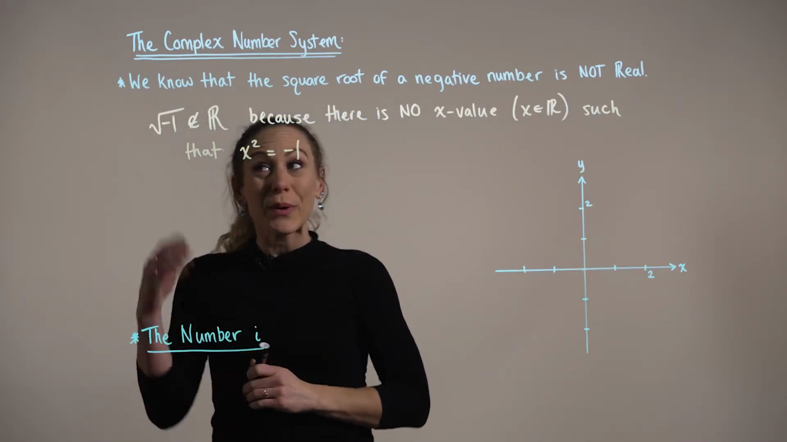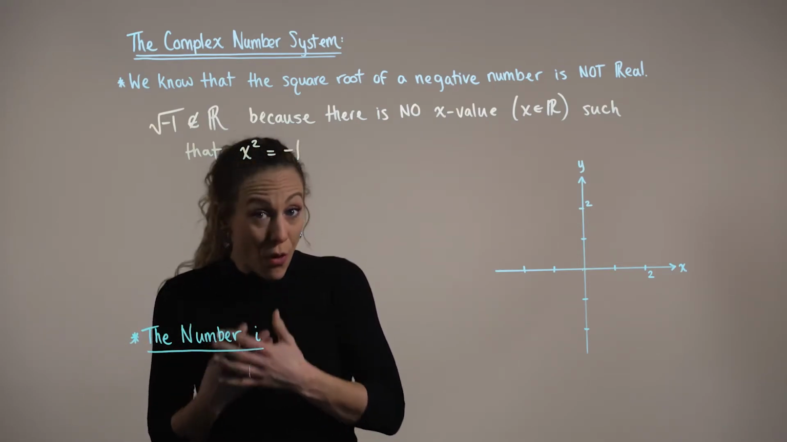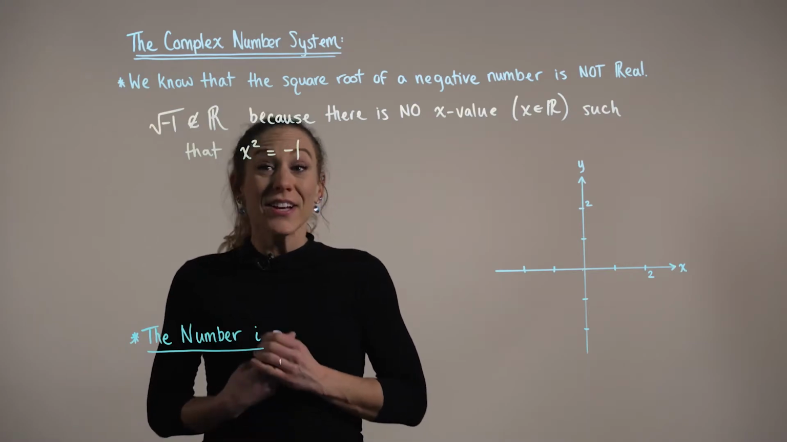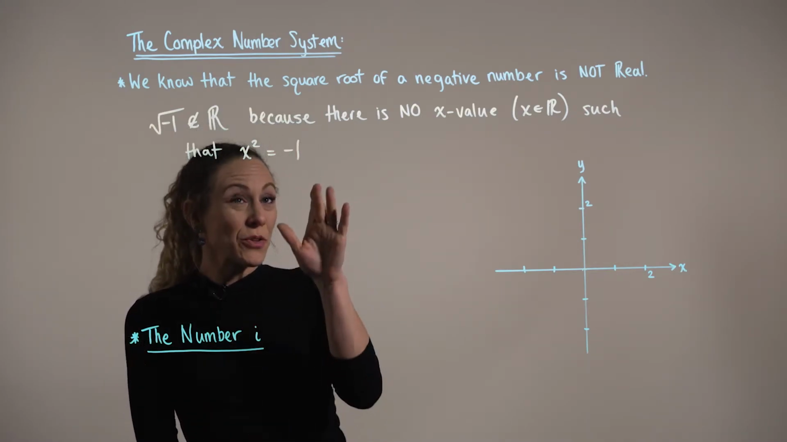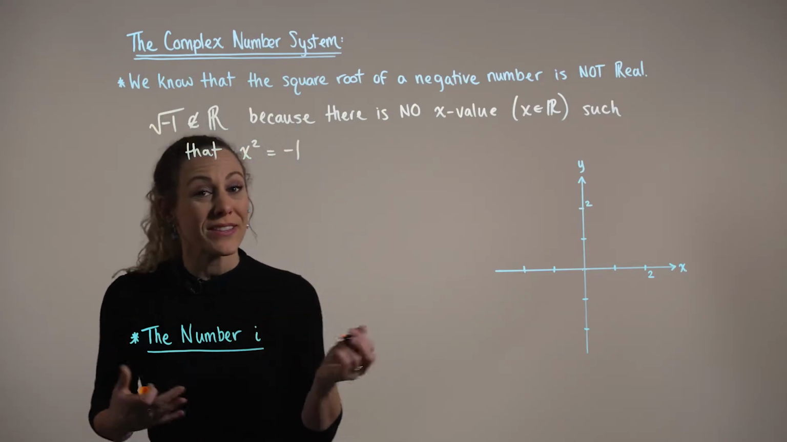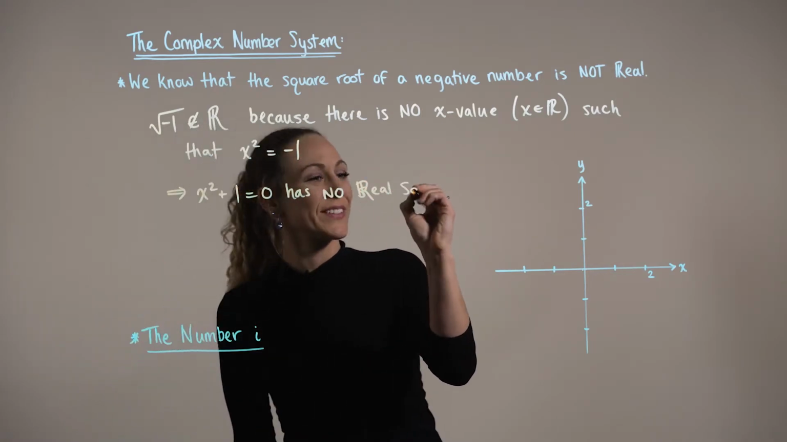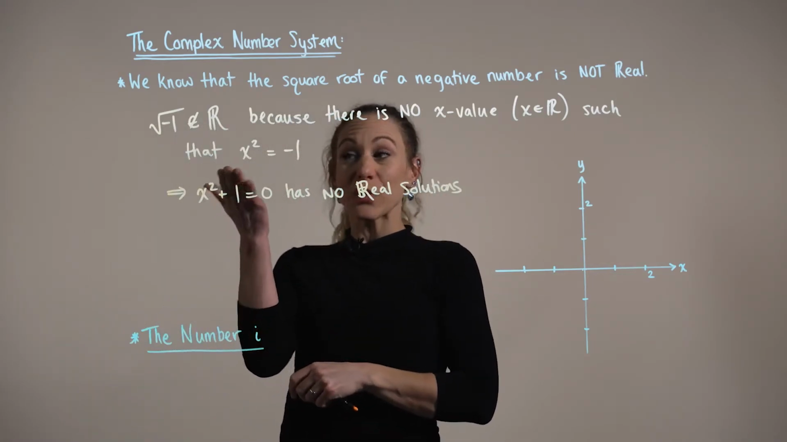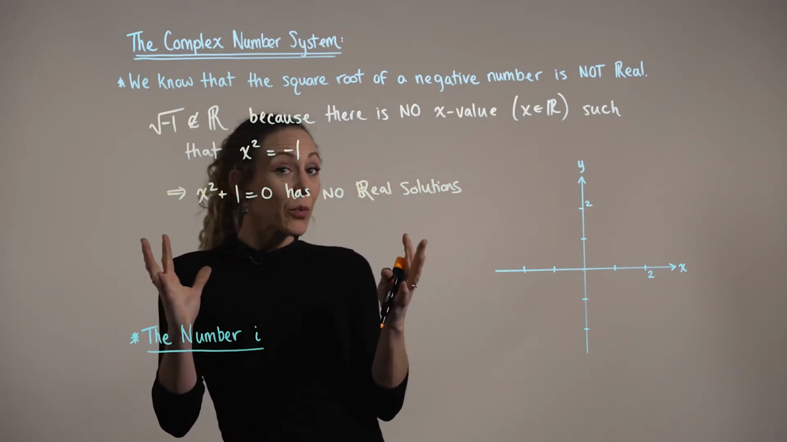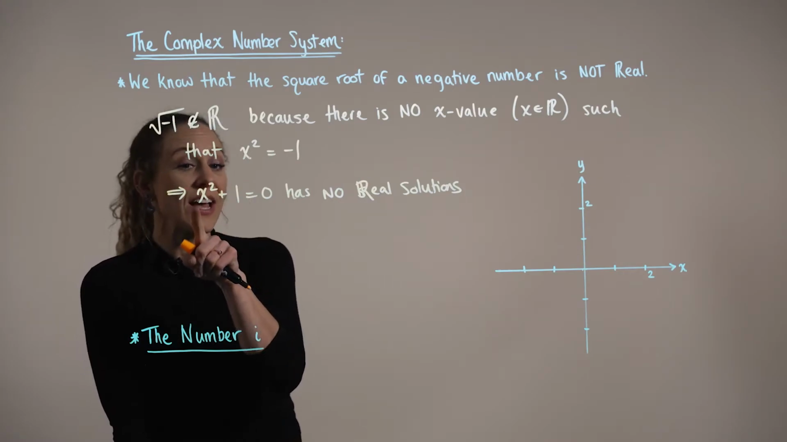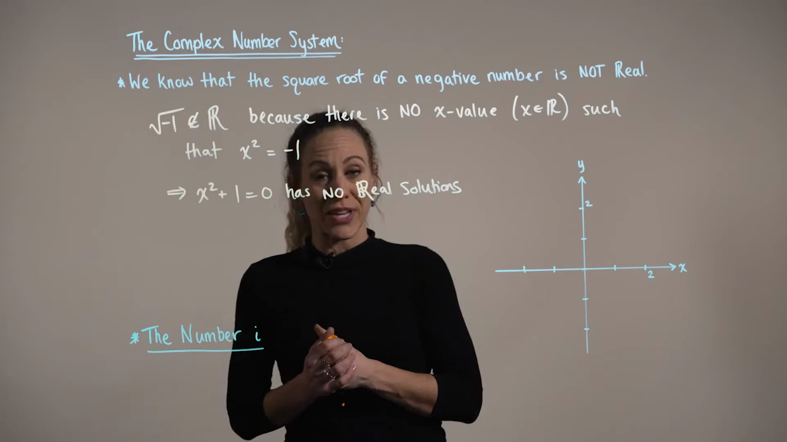So we know that the square root of -1 is not a real number because there exists no real value x such that x squared is equal to -1. With this equation, we can rewrite this equivalently as follows. Taking our equation x squared equals -1, if we add 1 to both sides, we have the equivalent statement that the equation x squared plus 1 equals 0 has no real solutions.